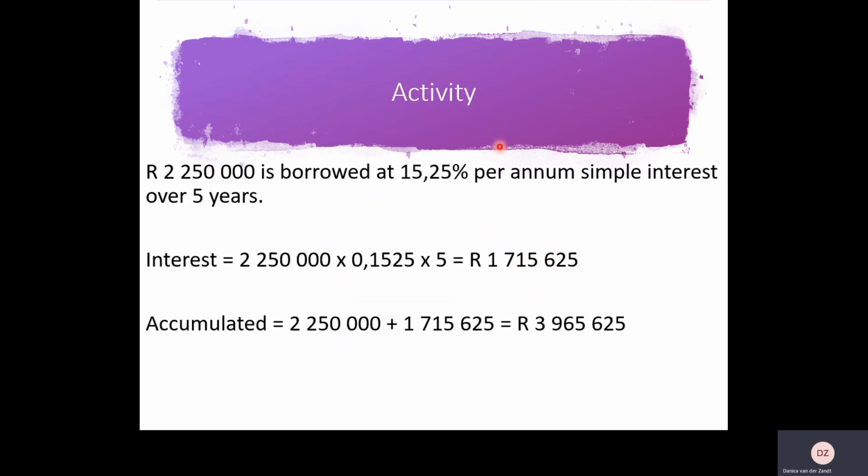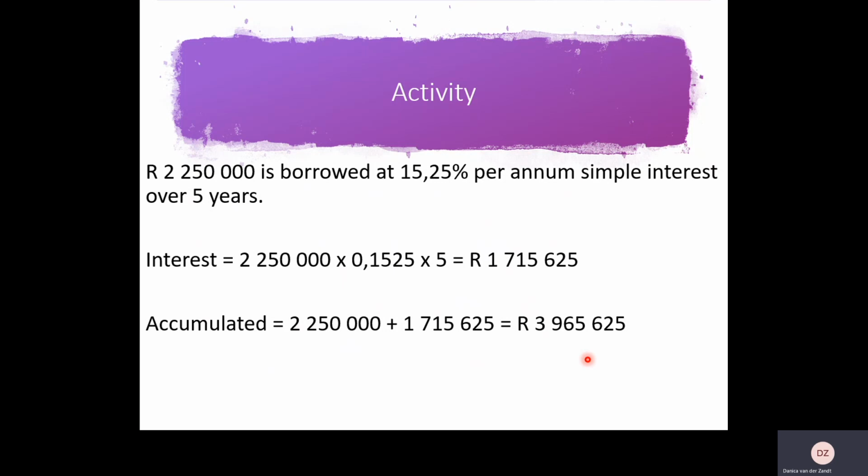So remember, you specifically had to split up. So there's my 2,250,000, and I've written it as a decimal. Like I said, that's how I prefer it. But if you want to do the percentage, you need to have the percentage sign in your calculation. So we have, as a decimal, 0,1525, and it is for 5 years, giving me a total of 1,715,625 Rand interest. Then there's still my principal plus my interest to get me my accumulated amount, which is 3,965,625. Any problems, grade 10s?